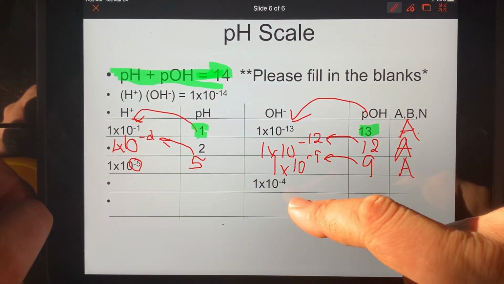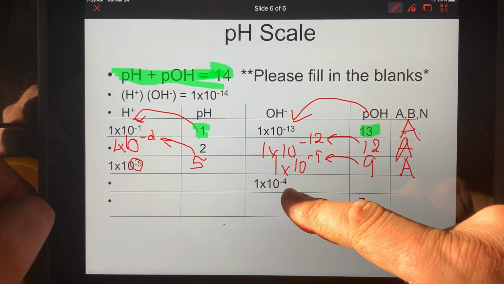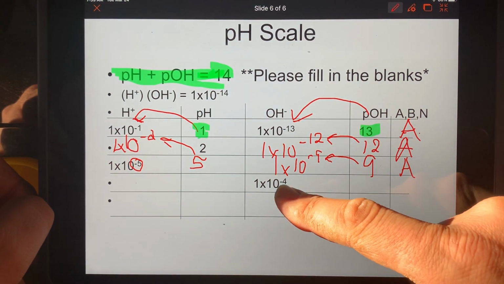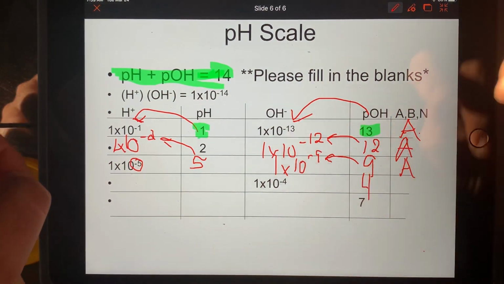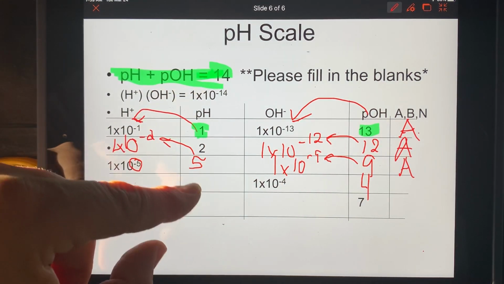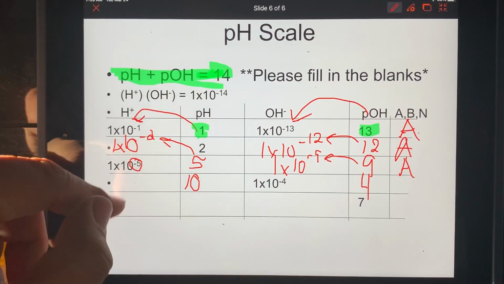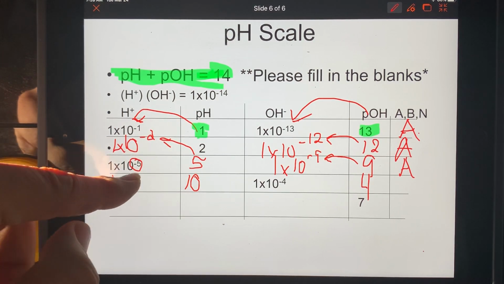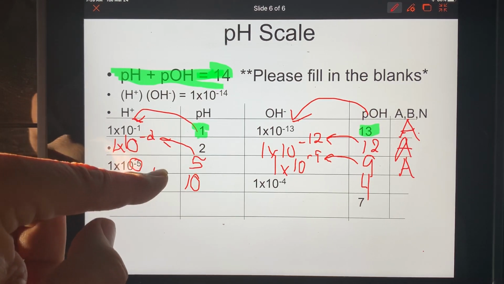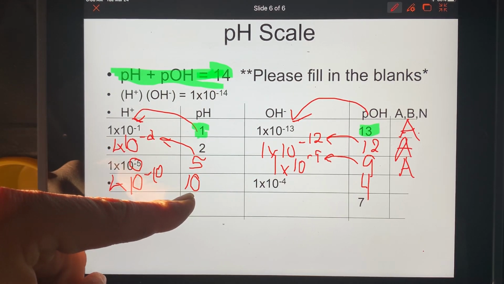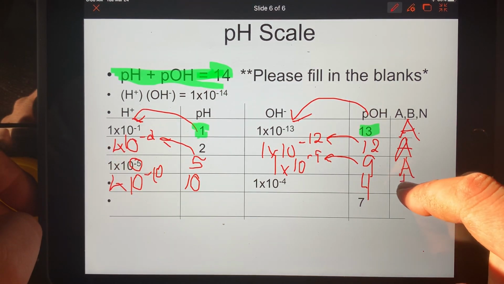Okay, let's proceed. The OH negative ion concentration they gave us here is negative 4. So automatically, what's my pOH going to be? Well, if this is negative 4, this will be 4. pOH is 4. 4 plus what gives me 14? 4 plus 10. So if this is 10, my pH, what's my H plus going to be? 1 times 10 to the negative 10. Very good. Now, if my pH is above 7, what type of solution is this? That's right. That makes this a base.